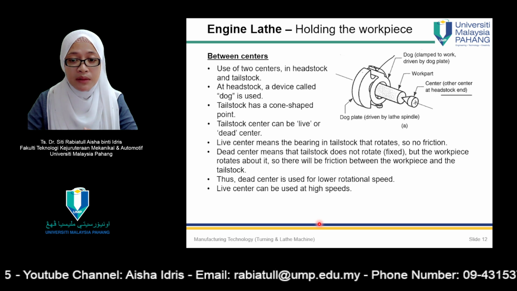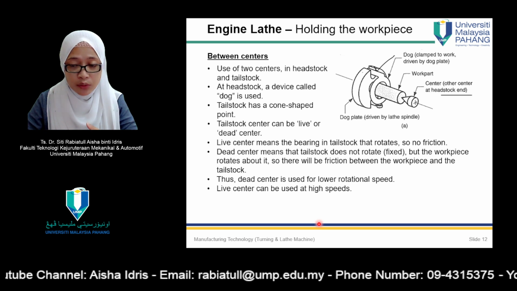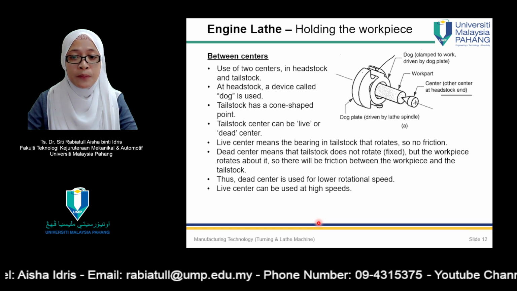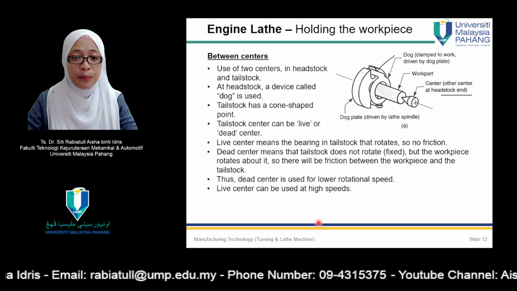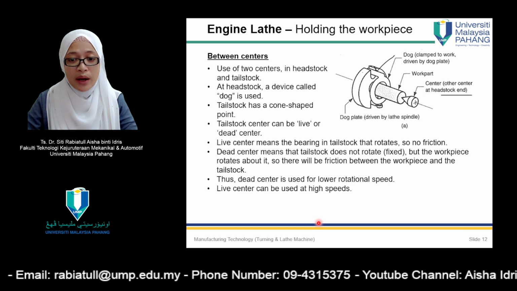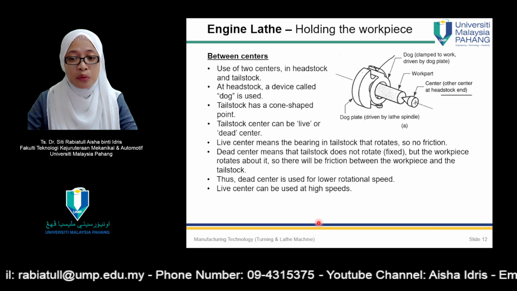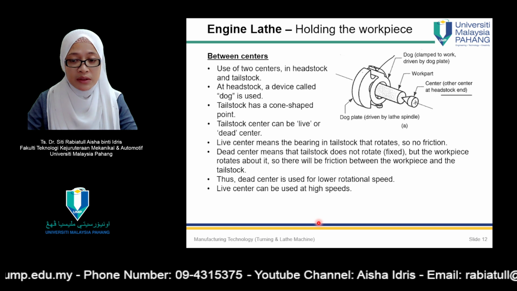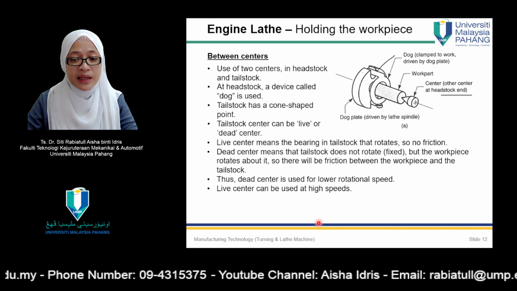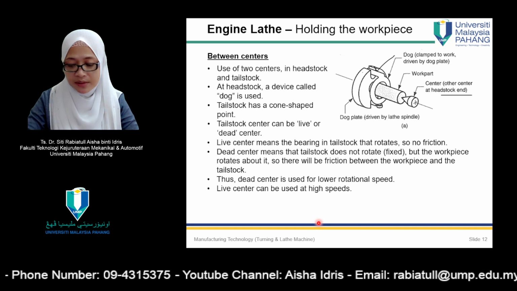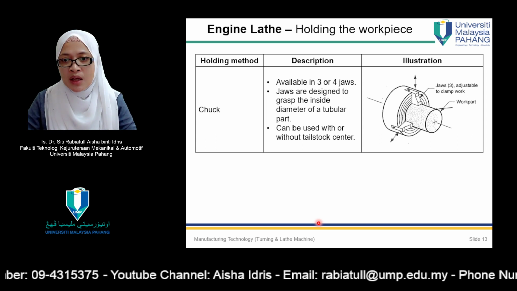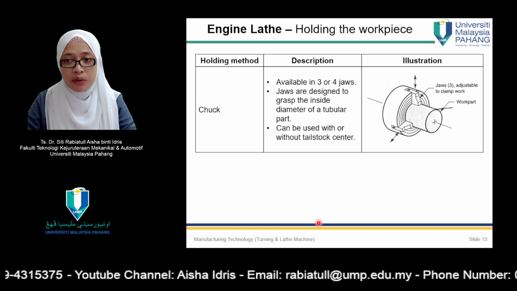Dead center means the tailstock does not rotate, which is fixed, but the workpiece rotates about it. So there is friction between the workpiece and tailstock. That's why dead center is used to reduce the rotational speed. Meanwhile, live center can be used at high speeds. And this is how we hold the specimen.